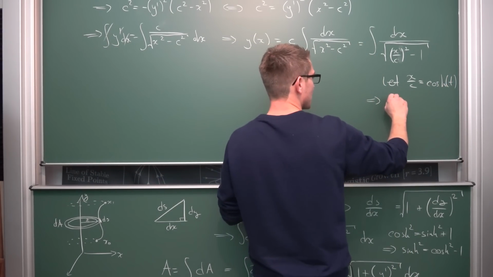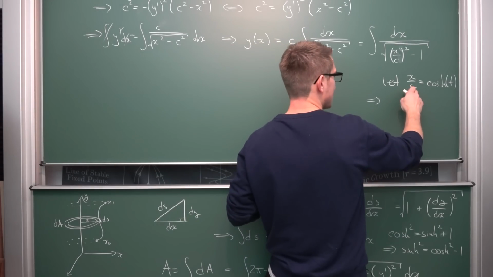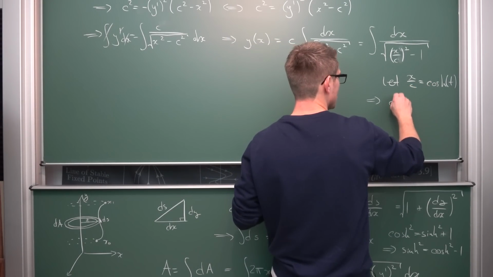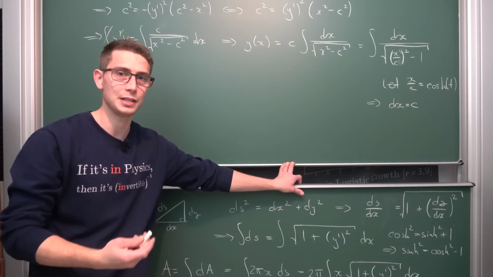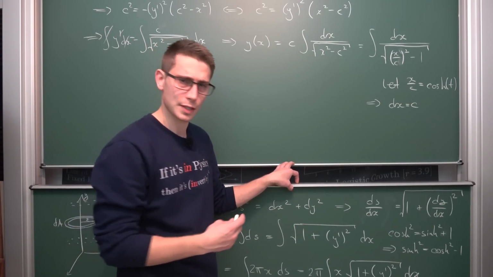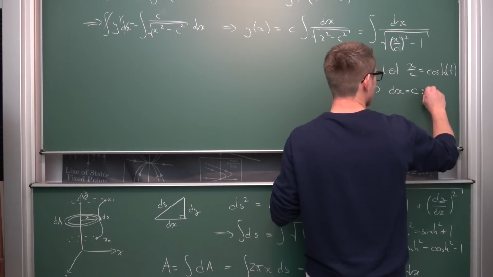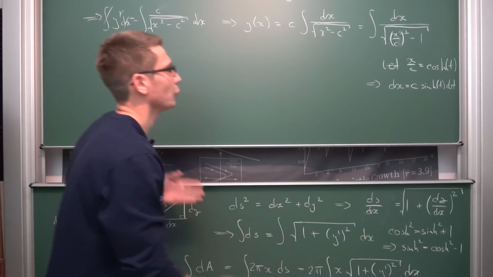Differentiating both sides, differentiating this with respect to x is going to give us dx divided by c. Let's bring the c to the other side. So dx is equal to c times the differential of cosh of t with respect to t. Differentiating the hyperbolic cosine is going to give us the hyperbolic sine in the process. So sinh of t with the differential 1-form dt.